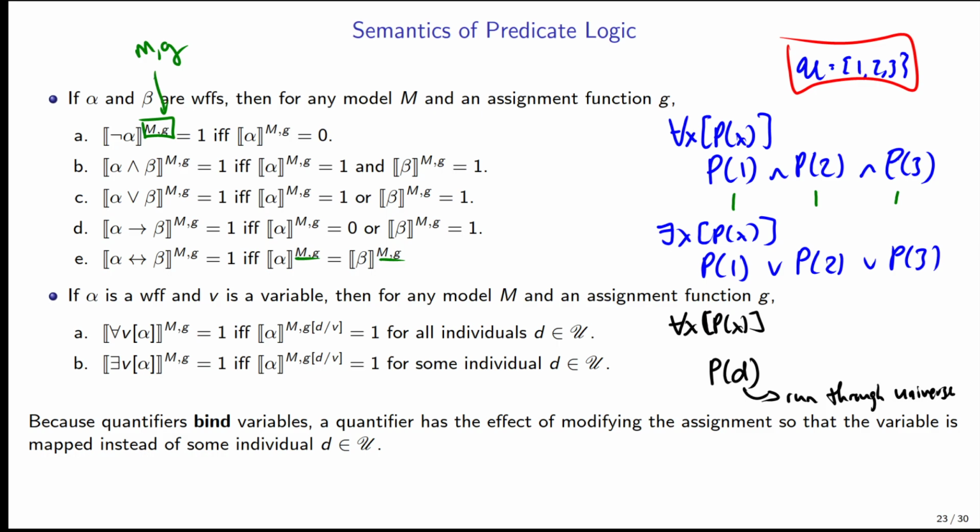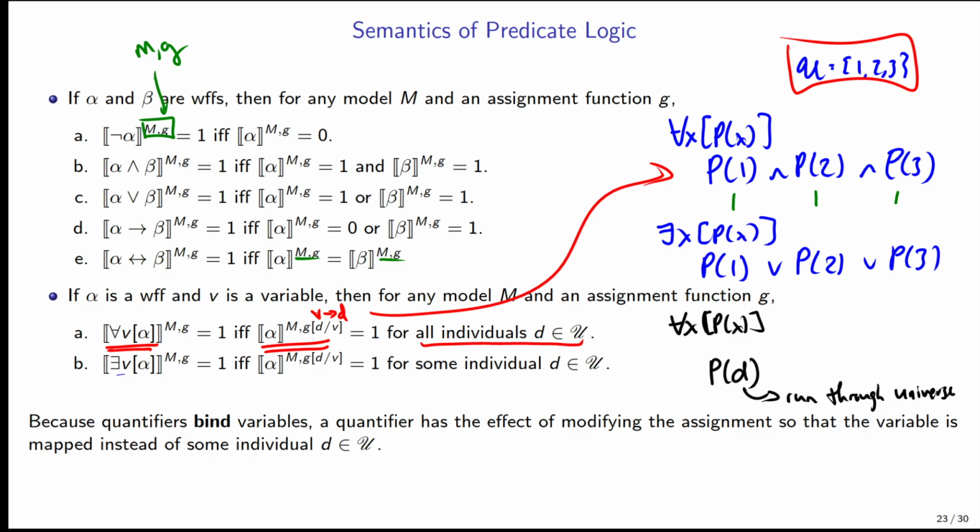So let's do A. We say for all v alpha, an assignment function is true if alpha, where v is now pointing to d, is true for all individuals d in our universe. Basically, we take v, we reassign it to d, and we say, okay, I need to check every single individual d in the universe, and that has to be true for every single case to be true for all v alpha. So this is just a fancy way of doing this thing above, checking everything in our universe.